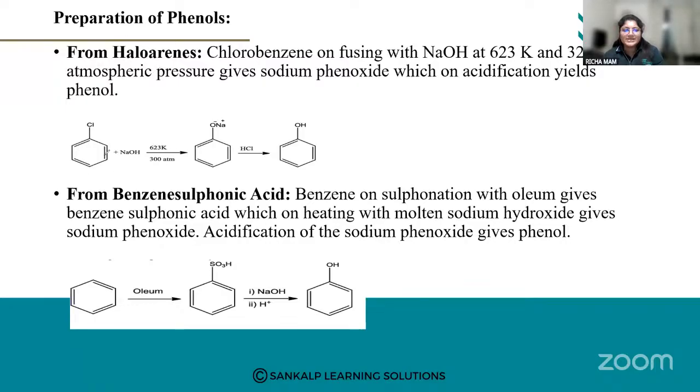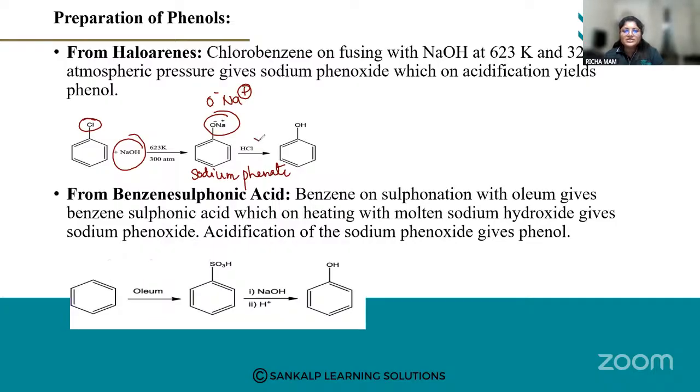Chlorobenzene is taken. We are going to fuse it with NaOH at 623 Kelvin and 300 atmosphere pressure. I'm going to get sodium phenate, or you can call it sodium phenoxide. What is happening is the Cl is replaced by O minus Na plus, so I get sodium phenoxide.